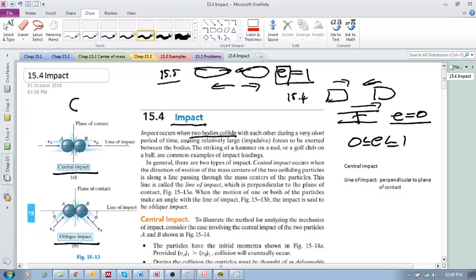So if we've got these two particles contacting each other, there's the plane of contact, and the line of impact will always be perpendicular to that plane of contact. We've got central impact if the mass centers are moving along this line of impact. We've also got oblique impact if there's an angle to this line of impact. Central impact, oblique impact. I hope I didn't confuse you too much there.